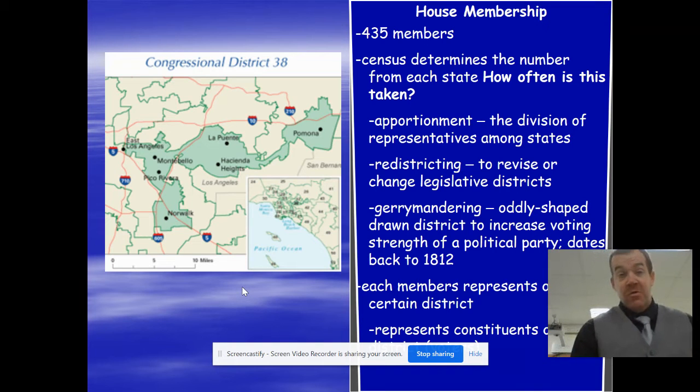With gerrymandering, the districts aren't drawn in squares or straight lines. They're drawn oddly shaped. Well, why are they drawn like that? Why don't they just cut it like you would cut a pie? Why do you draw it this way, with squiggly lines?